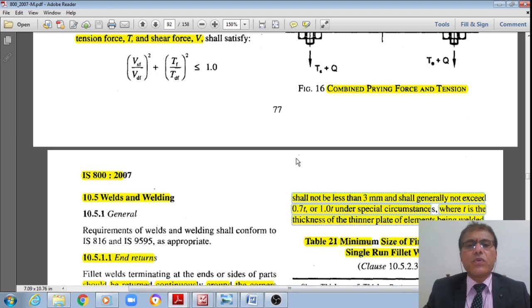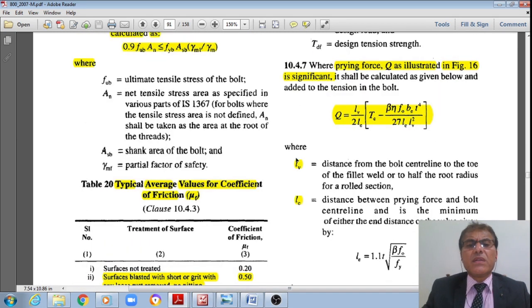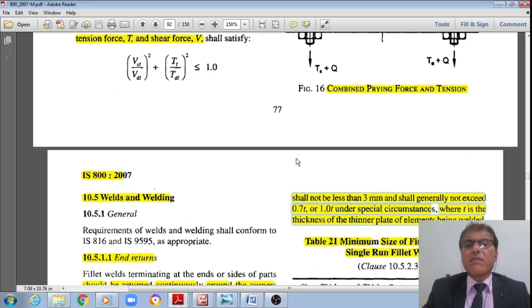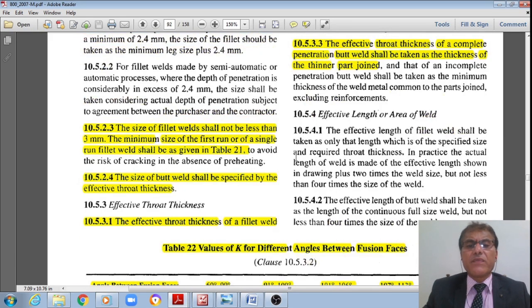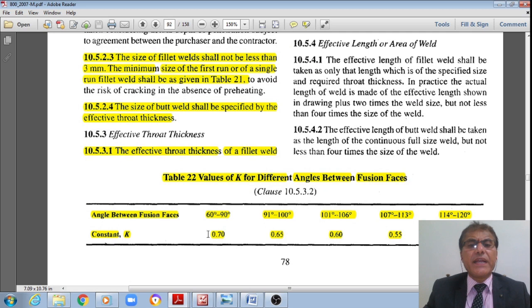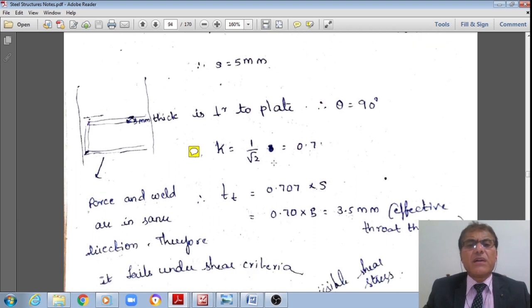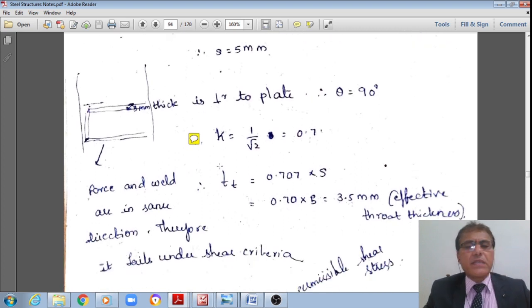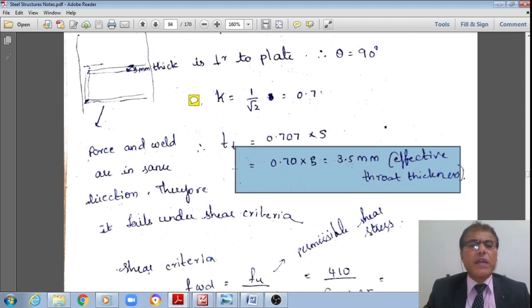Therefore, either of the two is true, or you can even go to this table also, right? Here it says that even for 90 degrees it is 0.7. Either of the two is true. Once I note that down, I'll get the effective throat thickness. Effective throat thickness is equal to 0.7 multiplied by S, which is equal to 3.5 mm.